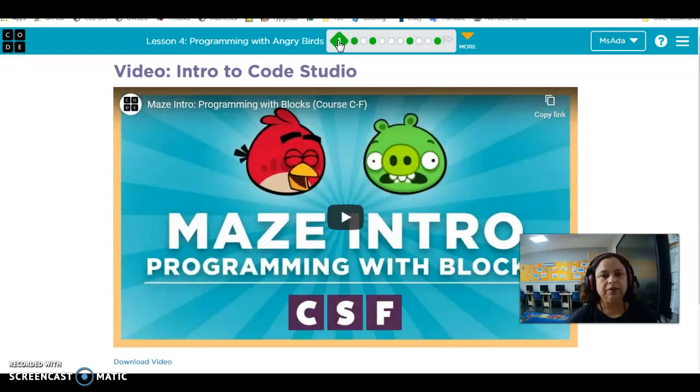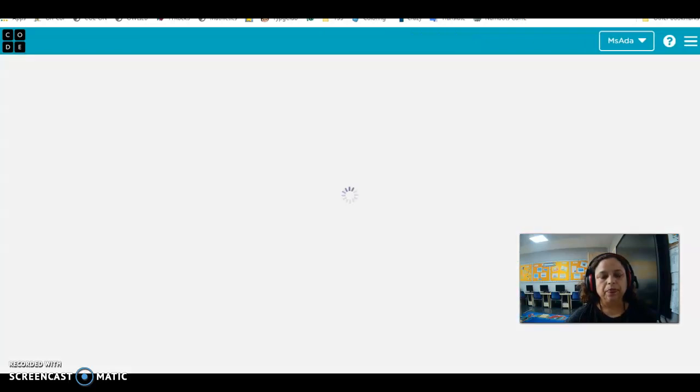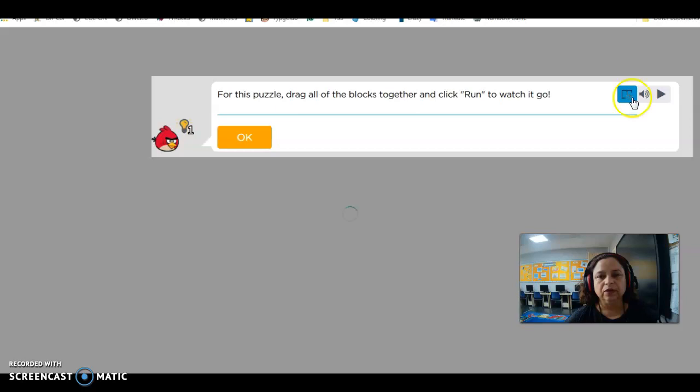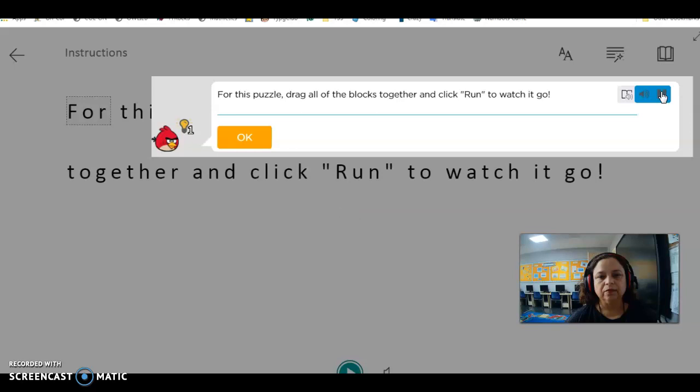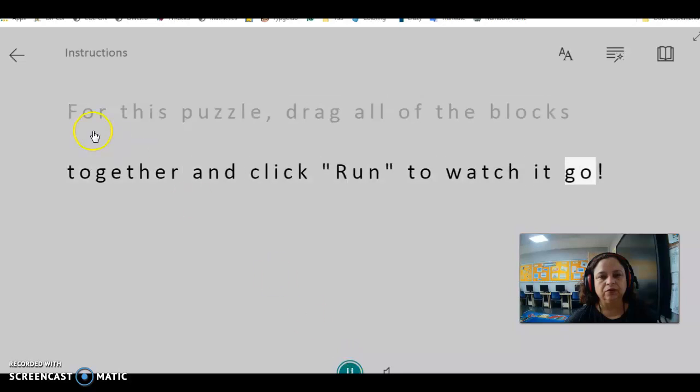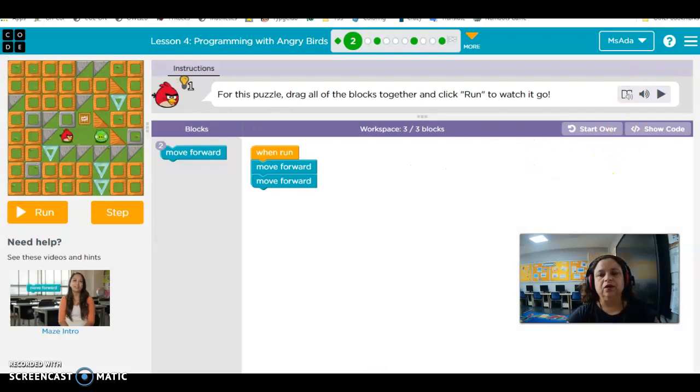In this lesson 4, we start with a video that you can watch or you can continue. And here we have instructions that help us do our coding. They can even read for you. There are two ways that you can listen to it. One, just straight from here. Or you can do a reading book. I think I like this one better.